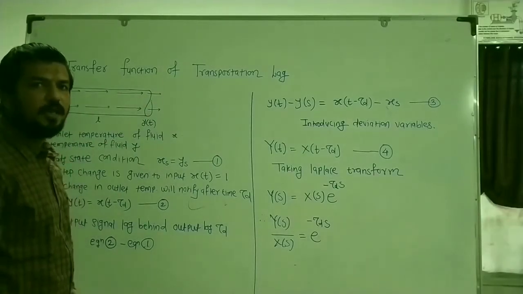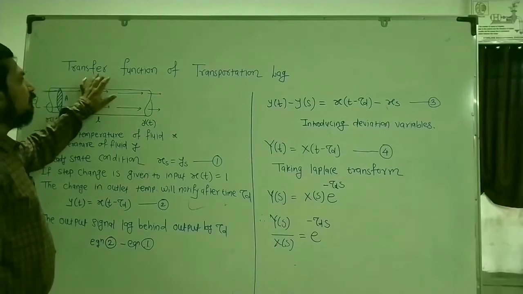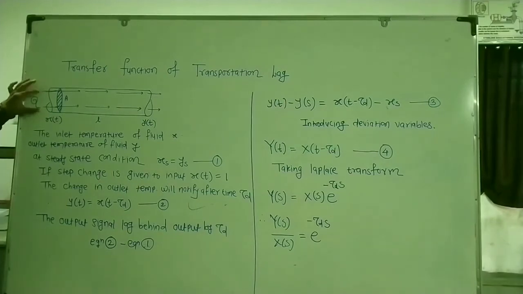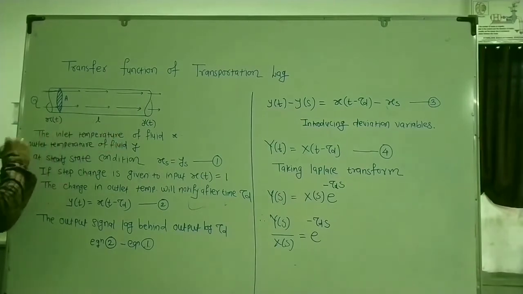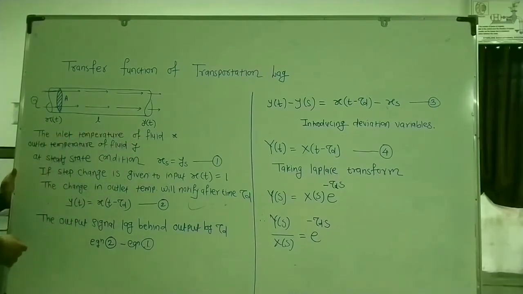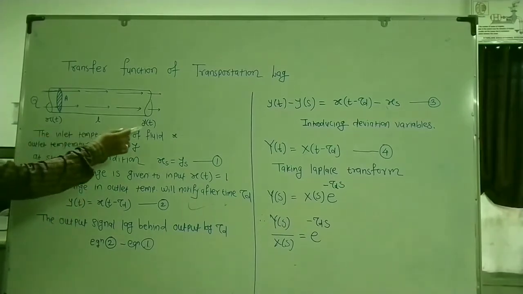Transportation lag, or transportation lag parameter. Now for this derivation, I have considered a simple example. Consider a pipe through which a fluid is flowing with very high velocity or very high volumetric flow rate. Consider A is the cross-sectional area of this pipe. Consider that x is the inlet temperature of the fluid and y is the outlet temperature of the fluid. Our aim is to find out how the temperature y varies when we change the inlet, that is, to determine the transfer function with respect to the change in the input and how the change in the output occurs.